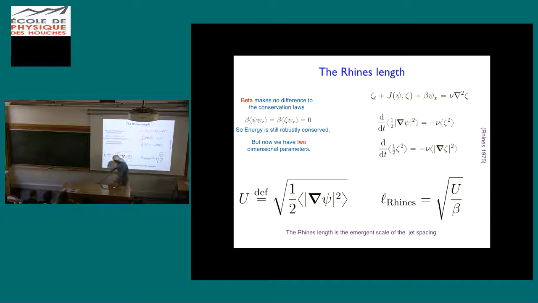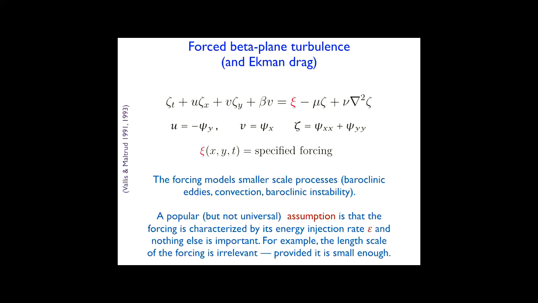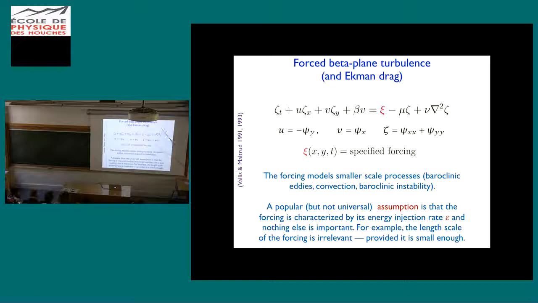Now I'm going to move to an even more difficult problem since we've so satisfactorily solved the initial value problem, which is forced beta plane turbulence. And so I'm going to use Xz. This red Xz is my forcing function, which I'll come to in a second. And here are the papers by Vallis and Maltrud in which a lot of this was worked out. I'm also adding Ekman drag for reasons which will become clear in a second. So this is Ekman friction.